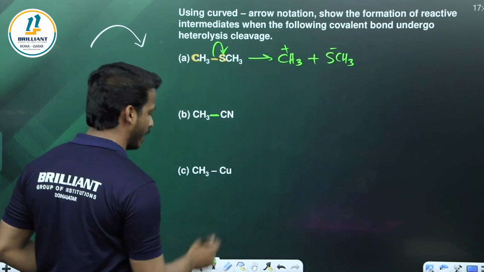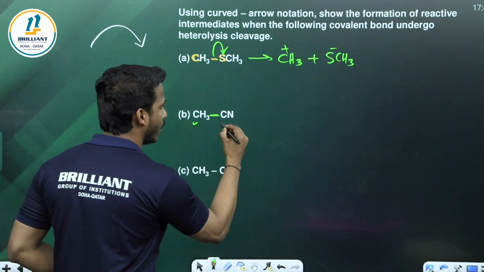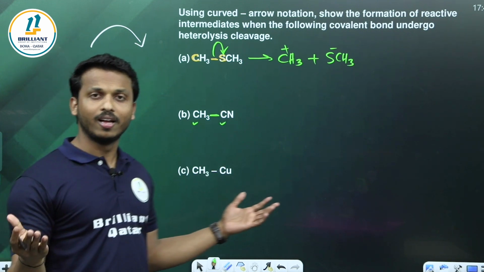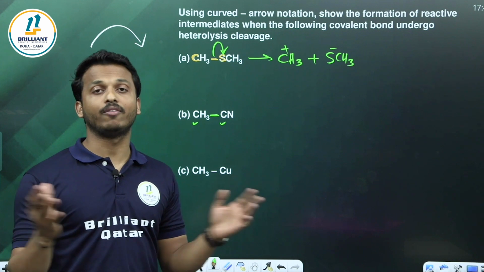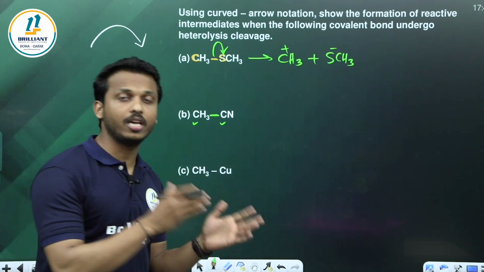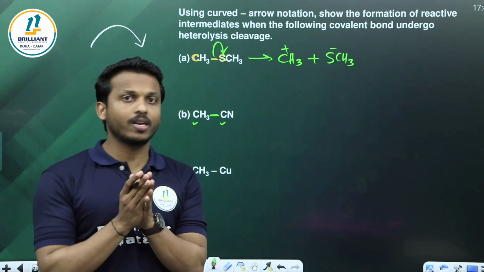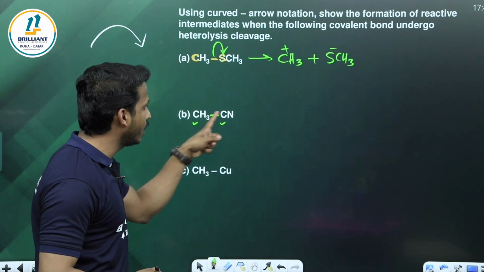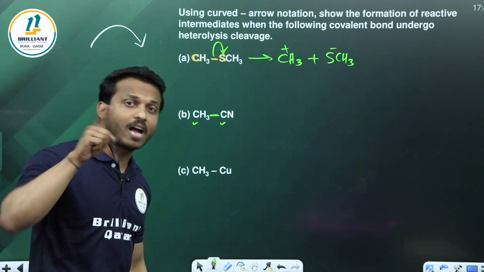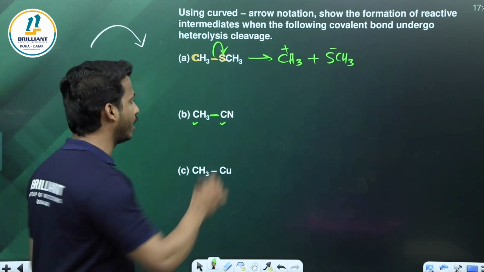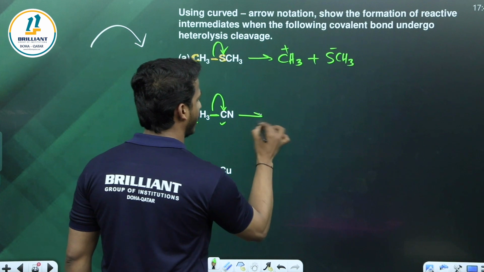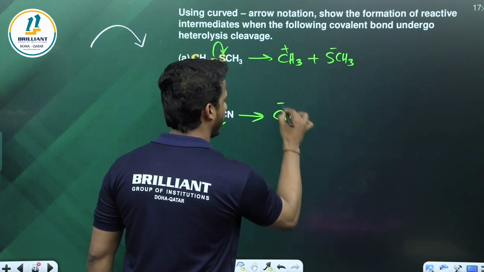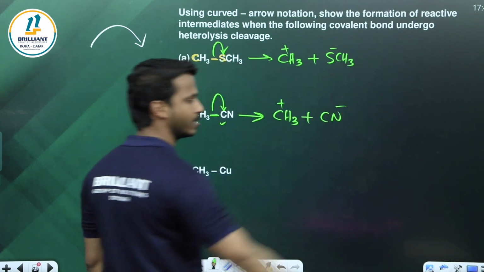This bond is directly connected to carbon and carbon. See, both of the elements are the same, but the species on both sides are different. One is CH3, one is CN. The first element connected is the same, so check the next element. Here it is connected to hydrogen, here it is connected to nitrogen. Among hydrogen and nitrogen, which is more electronegative? Nitrogen is more electronegative, so we will get CH3 plus and CN minus.